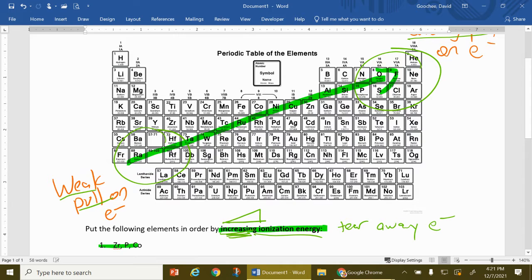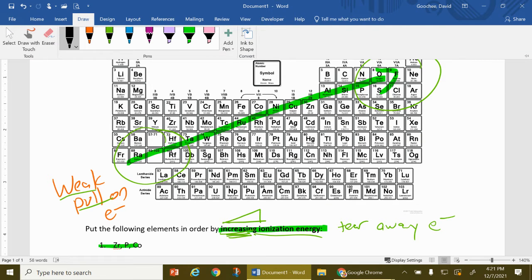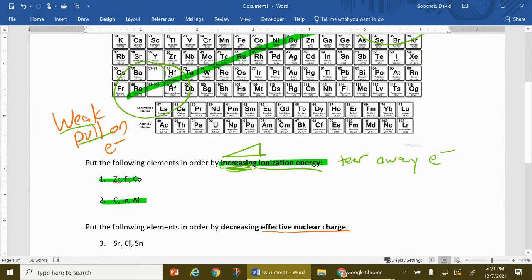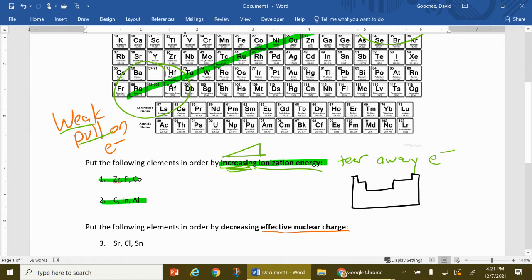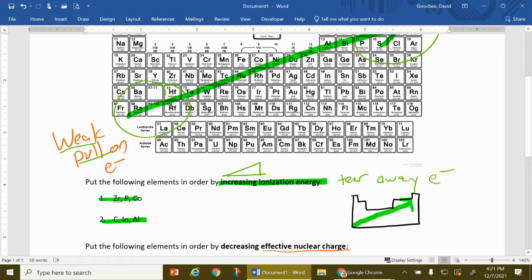You might be thinking, Mr. Gucci, how do I draw this? Am I just going to draw this on my periodic table? No, I recommend you don't. What I recommend is that for every one of these little problems, just draw yourself a little mini periodic table that you'll use to sketch things out. Increasing ionization energy goes from bottom left to top right, so you are just putting the elements in order from the bottom left of the periodic table to the top right.